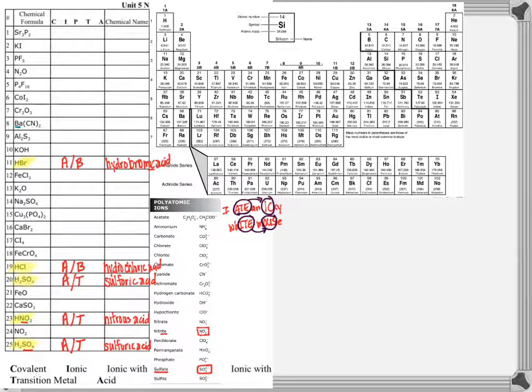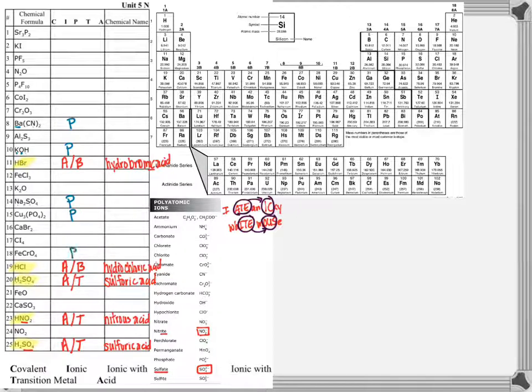So here we have for sure polyatomic. Here's 1, 2, 3. Polyatomic. 1, 2, 3. So 14 is polyatomic. 15 is also polyatomic.